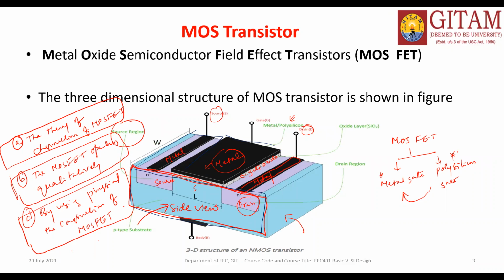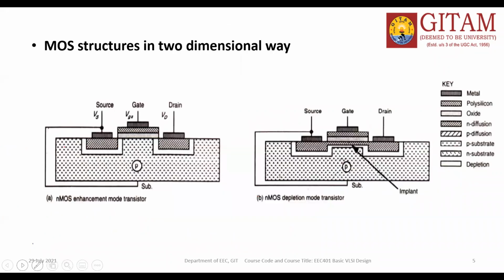The side view we have to consider. So let us see the side view. This is the p-type substrate, or p-type bulk, here we have. We have a source, we have a gate oxide, sorry, we have a gate oxide here. On top of it, we have a metal.